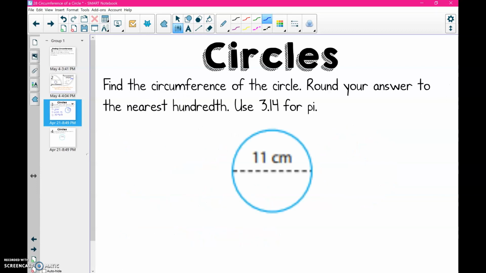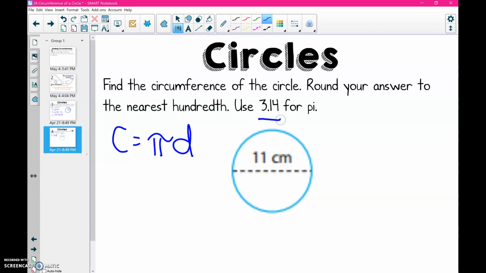Okay, let's try one more. They just want us to find the circumference of the circle. It says round your answer to the nearest hundredth, but I know we don't need to do that on this one because we've already done that by using our pi. So just ignore that. But this time we have the diameter. So this time we're going to use C equals pi d, or pi times diameter. So we don't need to deal with the 2, but we're still going to use 3.14 for pi, and then we're going to use our diameter right here. And so we're going to have C equals 3.14 times 11.